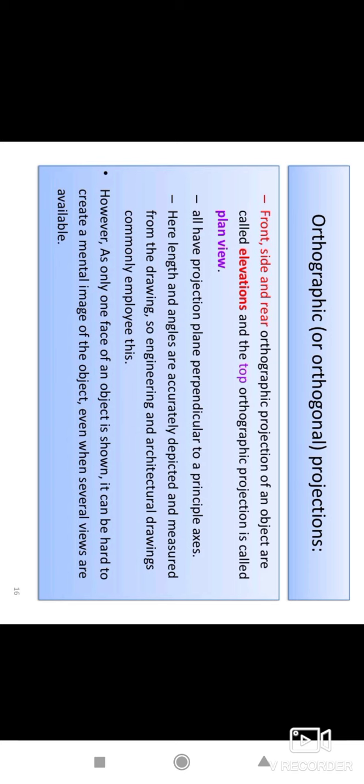All have the projection plane perpendicular to the principal axis. Lengths and angles are accurately depicted and can be measured from the drawing. So engineering and architectural drawings commonly employ this because it preserves the actual proportions of an object. As a result, the actual angles and lengths of the object can be depicted using parallel projection. Only one face of the object is drawn.